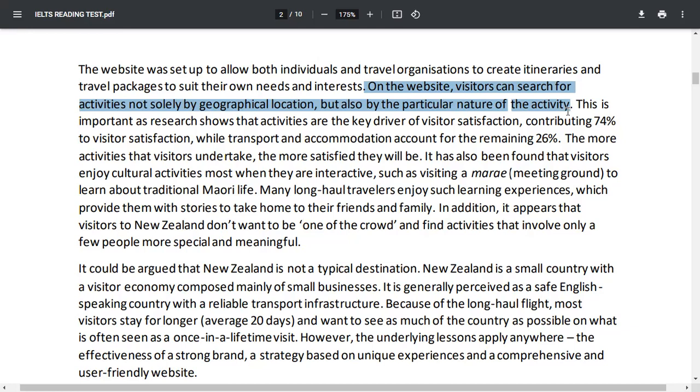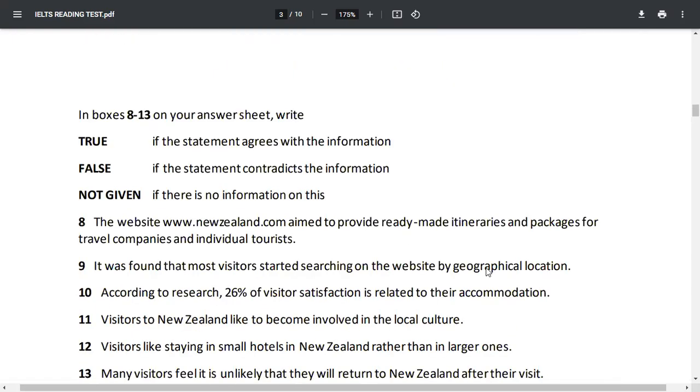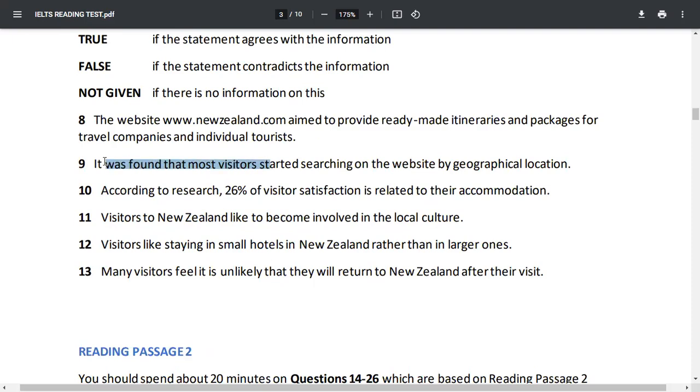We only know that visitors can use the website to search by geographical location if they wish. They didn't mention that they started searching, so the concept of started searching is not given at all. Also, secondly, we don't know what most visitors did when they entered the website. So the answer is not given. If you go down to the sentence again, the first half and the other half are not given at all. There's nothing mentioned about most visitors or the majority of visitors, and nothing about started searching. So number 9 is not given.